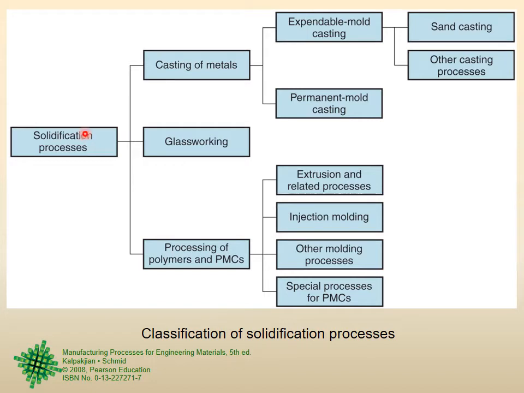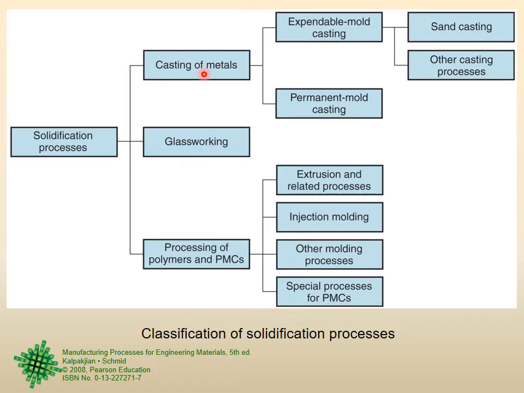Solidification processes can be divided into three subclasses: metal casting, glass working, and processing of polymers and polymer composites. Glass working, the making of glass, means hundreds of different kinds of glass. That is not our topic. And processing of polymers and polymer composites is not our topic. But casting of metals is this chapter, right?